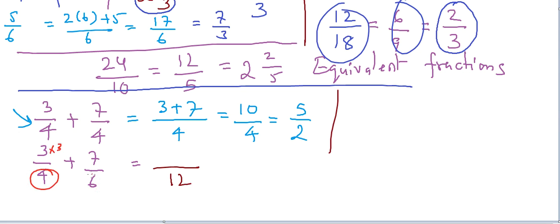Similarly, the denominator of the second number is 6. Divide 12 by 6, we get 2. So we multiply the corresponding numerator by 2. Then write 3 into 3 is 9, 7 into 2 is 14. So now add them, 14 plus 9 is 23. So 23 by 12. This is the answer.